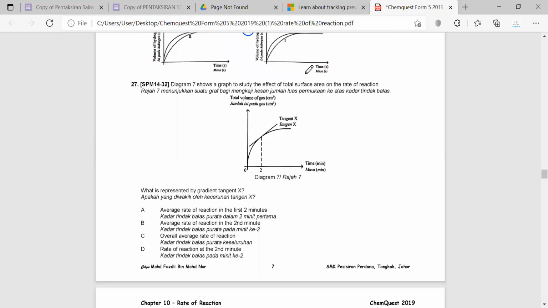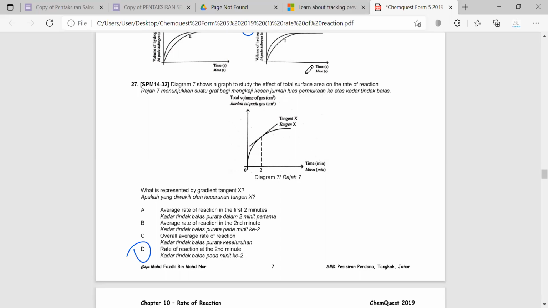Okay, what is represented by my gradient here? What is the gradient here? Whenever teacher asks you to draw a graph, and then I ask you to go and find the dotted line and then draw the gradient, what am I asking you to find actually? If you don't know, can say don't know. Rate of reaction. Correct. His answer is D.